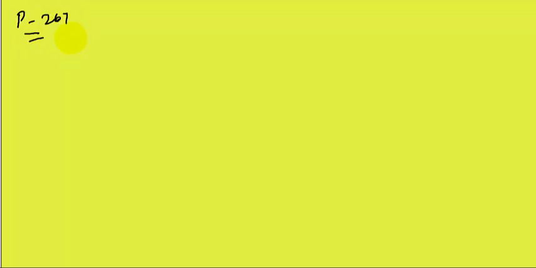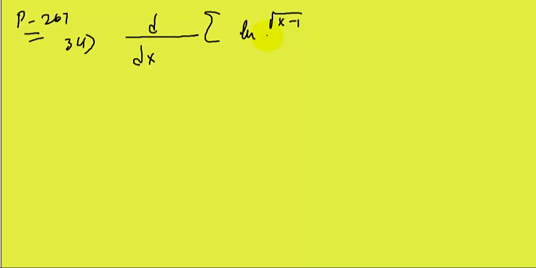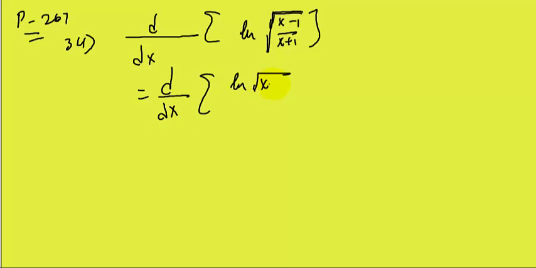I am going to do number 34. This is d/dx, and the function is given to us as ln of the square root of (x minus 1), with the radical on both, over (x plus 1). Before you do anything, we want to do some algebra. This is the same thing as ln of the square root of x minus 1, minus ln of the square root of x plus 1.